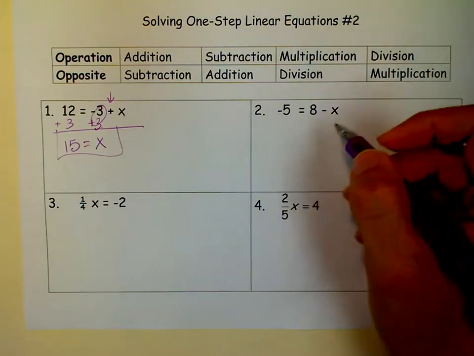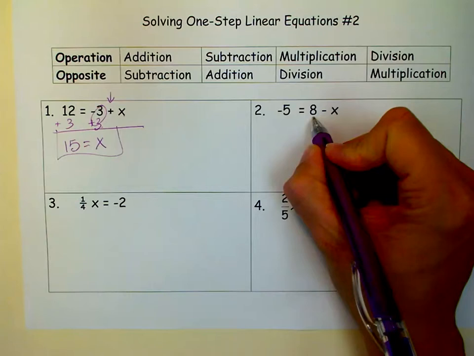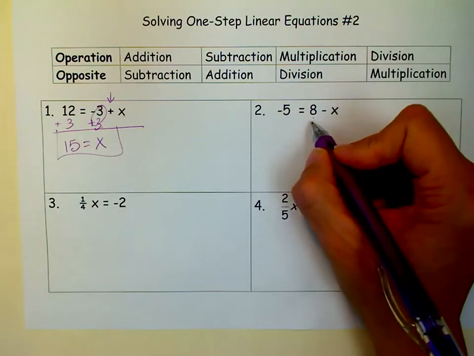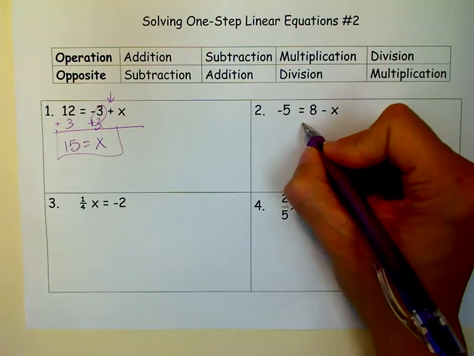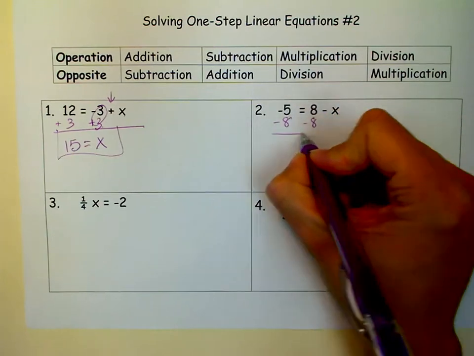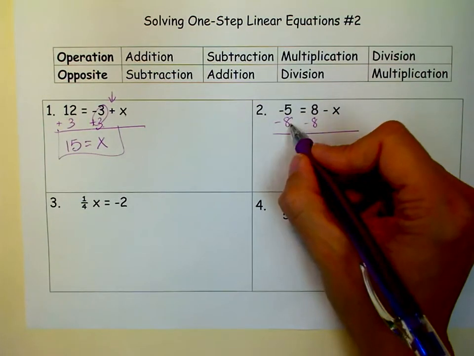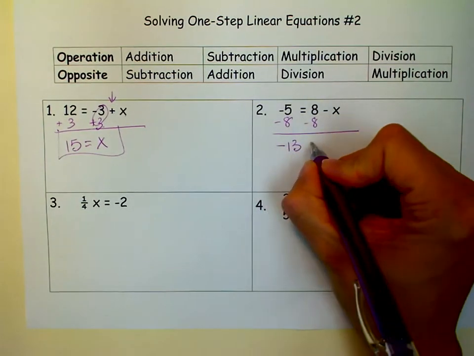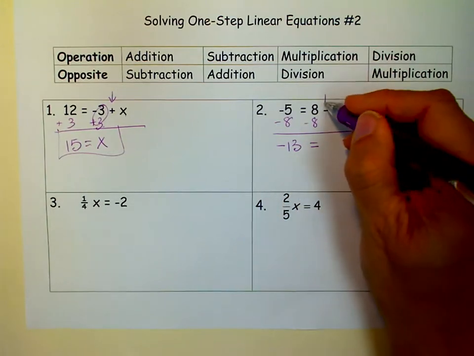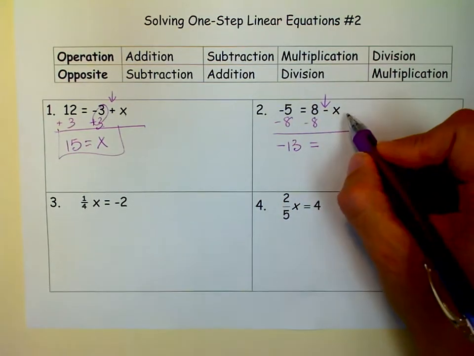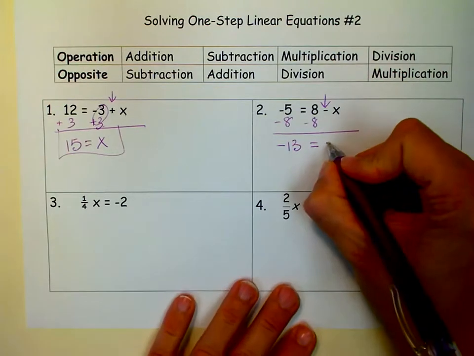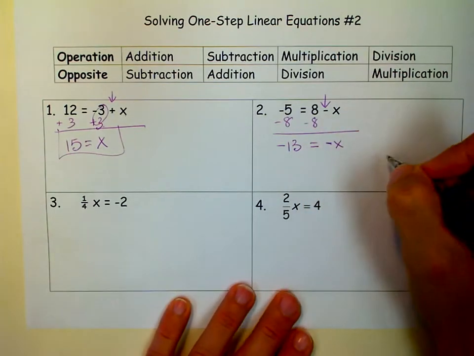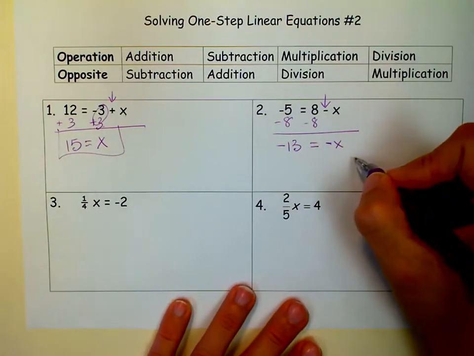Over here, I need to get rid of this 8. The sign in front of it, there isn't one, so I know it's positive. So I'm going to minus 8 from both sides. Negative 5 minus 8 is negative 13. This is another mistake people make. That's a minus x. So we're going to change that into a negative x, because if I minus x, that's what I get. I get a negative x.